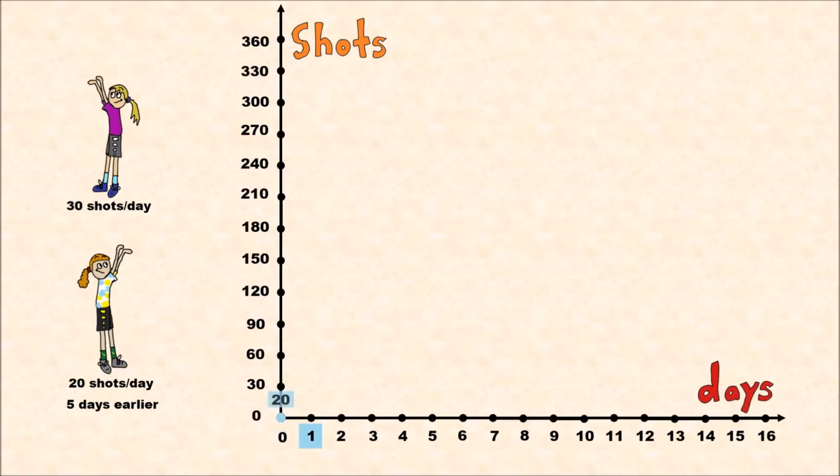On day 0, we both had 0 shots, but on the first day, Paige took 20 shots. On the second, she had 40, on the third, she had 60, on the fourth, she had 80, and on the fifth, she had 100 shots. Now, that's enough points to draw a line. Notice that we can go past the point we're doing on the 5th day. This means that if your friend keeps on going at this rate, on day 6 you will have taken 120 shots.